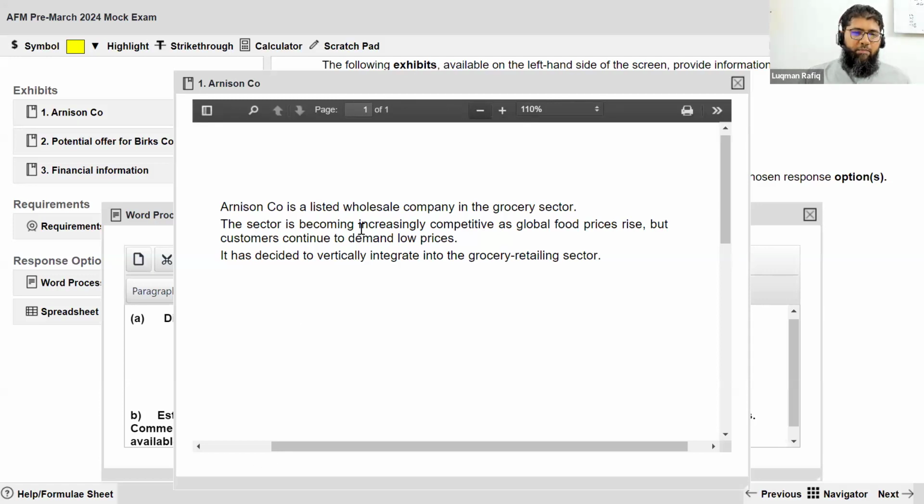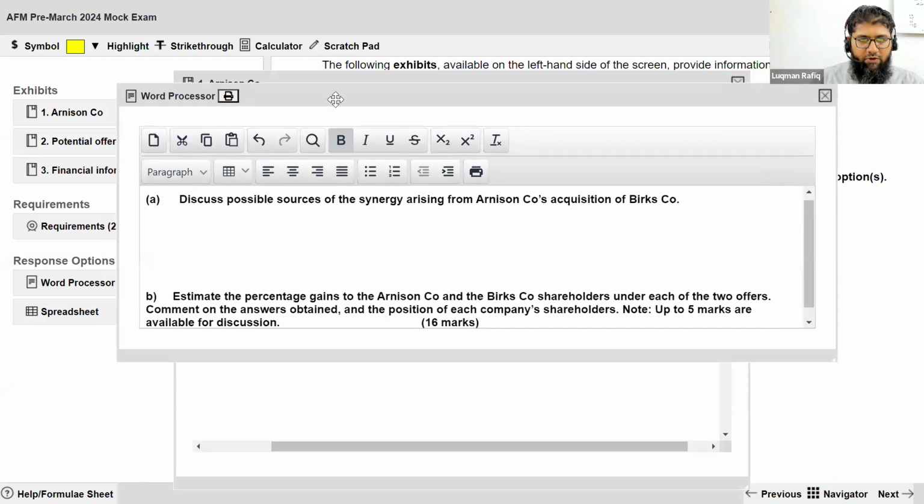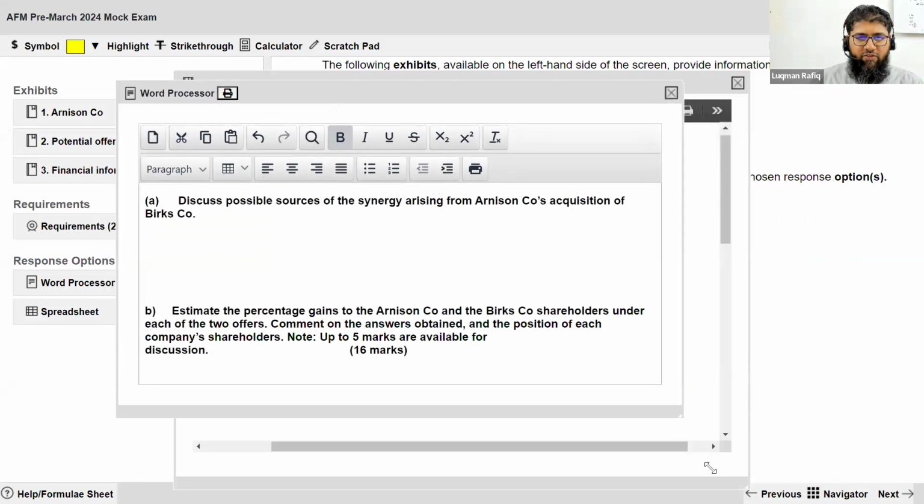Okay, Arnison Company is a listed wholesale company in the grocery sector. The sector is becoming increasingly competitive as global food prices rise, but customers continue to demand lower prices. So, what is it all about? It says Arnison Company is a listed wholesale company in the grocery sector. The sector is becoming increasingly competitive and all that. So, I would just pick up the key information from here.